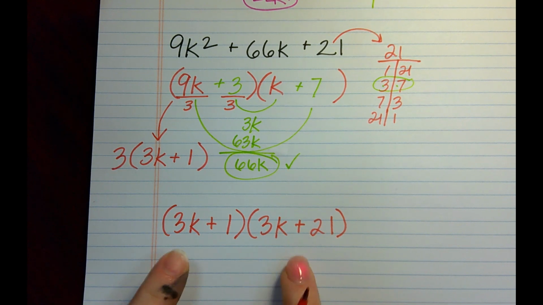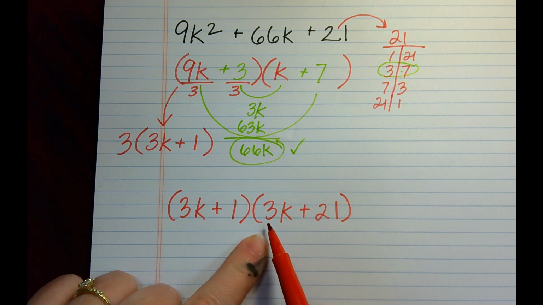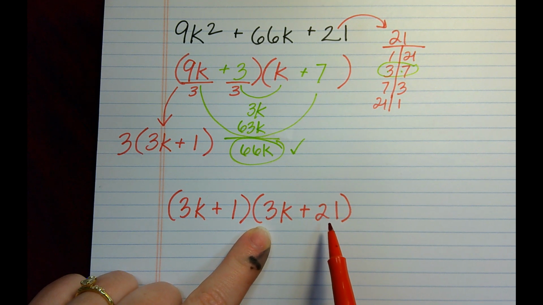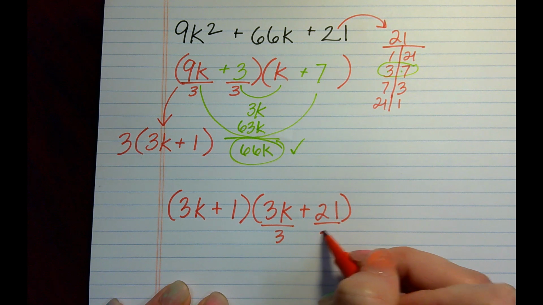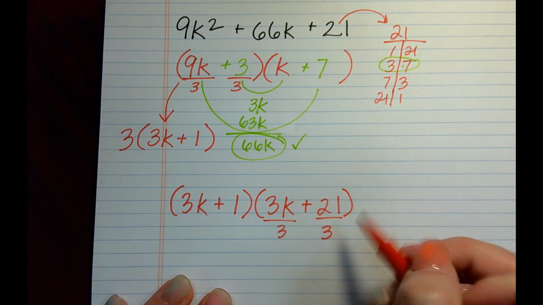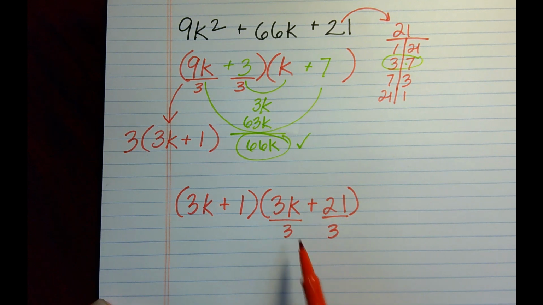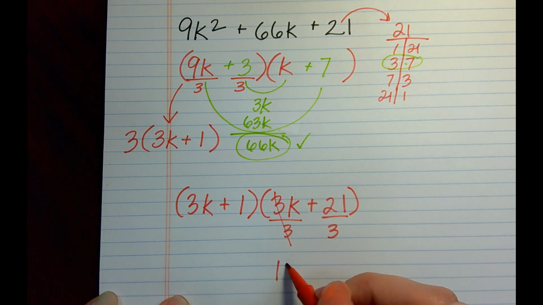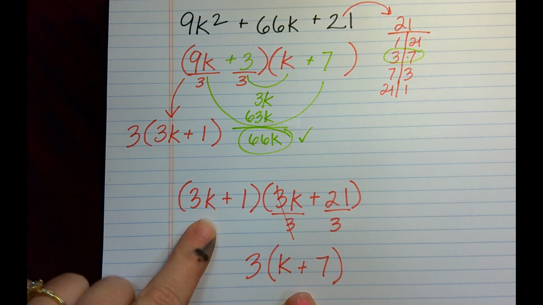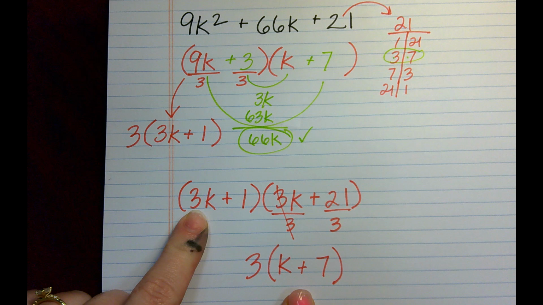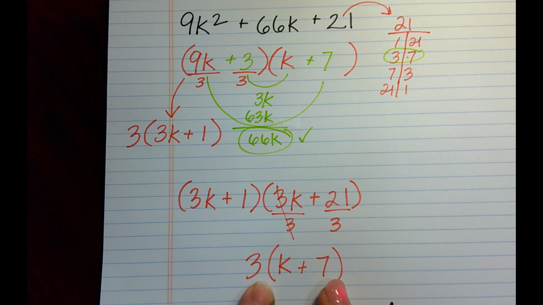Here's another one where we could reduce it further. 3 and 21 are both divisible by 3. So this would need to be reduced further. And this is what would happen. 3 divided by 3 would give us that K, the 1K, plus 21 divided by 3 is 7. And that 3 goes outside. So again, you'll end up with the same factors, the 3K plus 1 and K plus 7, with the whole number 3 on the outside.